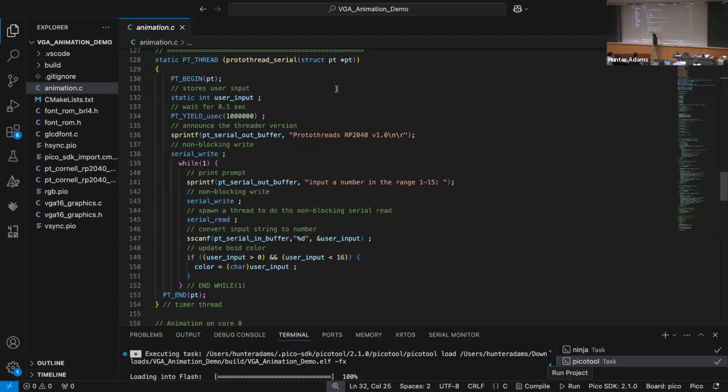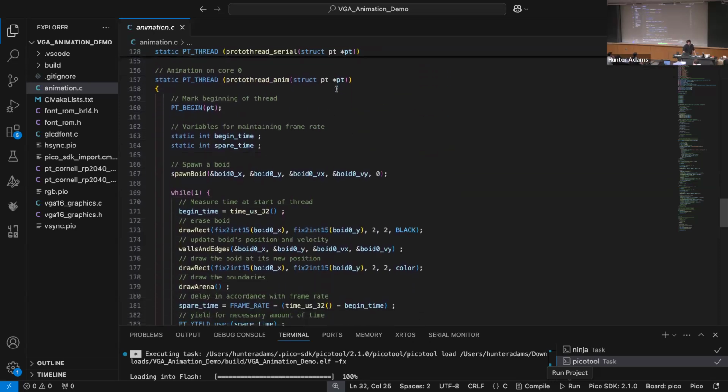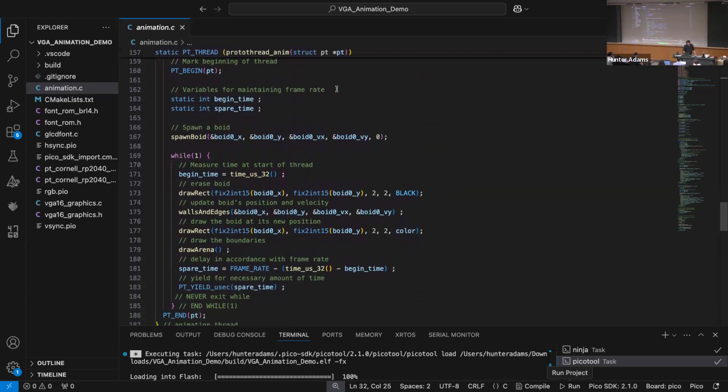And then likewise, this serial read allows for us to prompt for user input, but not block on that user input, in contrast to something like a scanf, which would stall. So we have a thread here that's asking for user input. In this case, all that it's asking for is a number in the range of 1 to 15, and it takes that number and changes the color of the balls based on the number. And then we have 2 animation threads, one on each core.